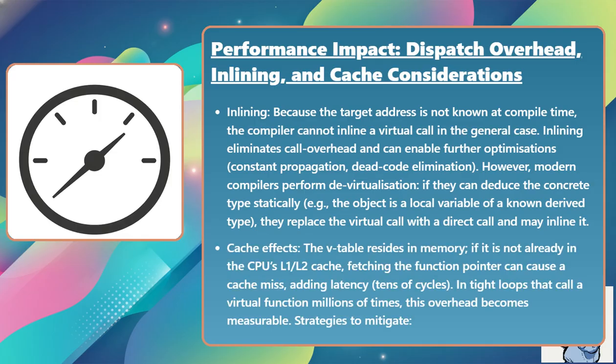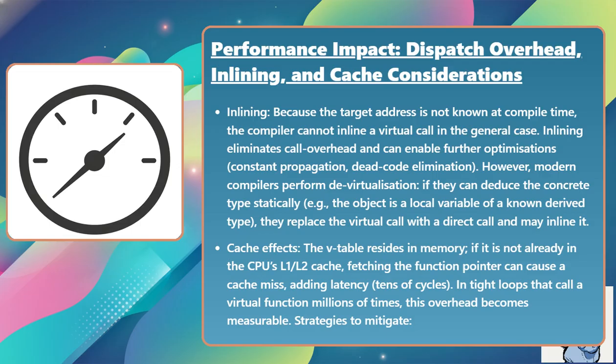Cache effects: the v-table resides in memory. If it is not already in the CPU L1 or L2 cache, fetching the function pointer can cause a cache miss, adding tens of cycles of latency. In tight loops that call a virtual function millions of times, this overhead becomes measurable.